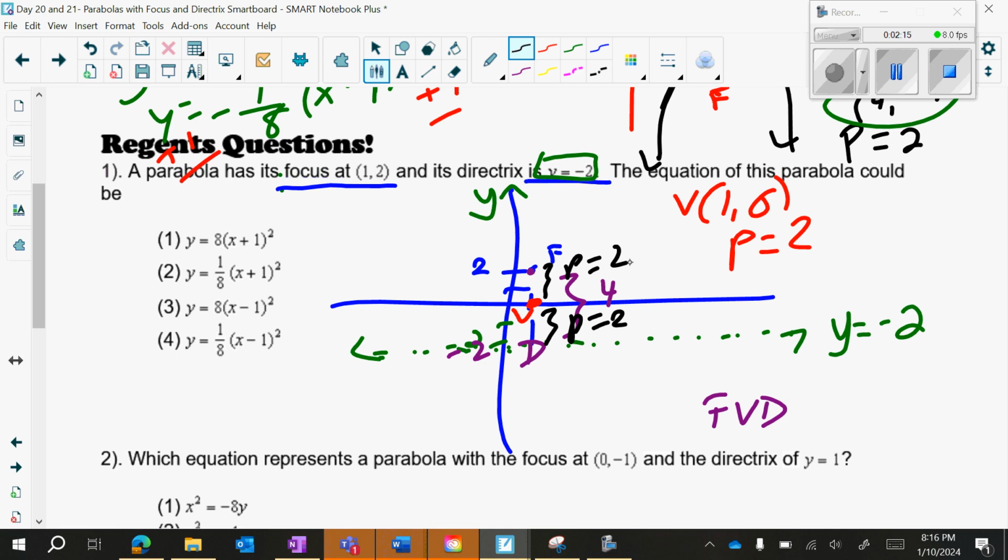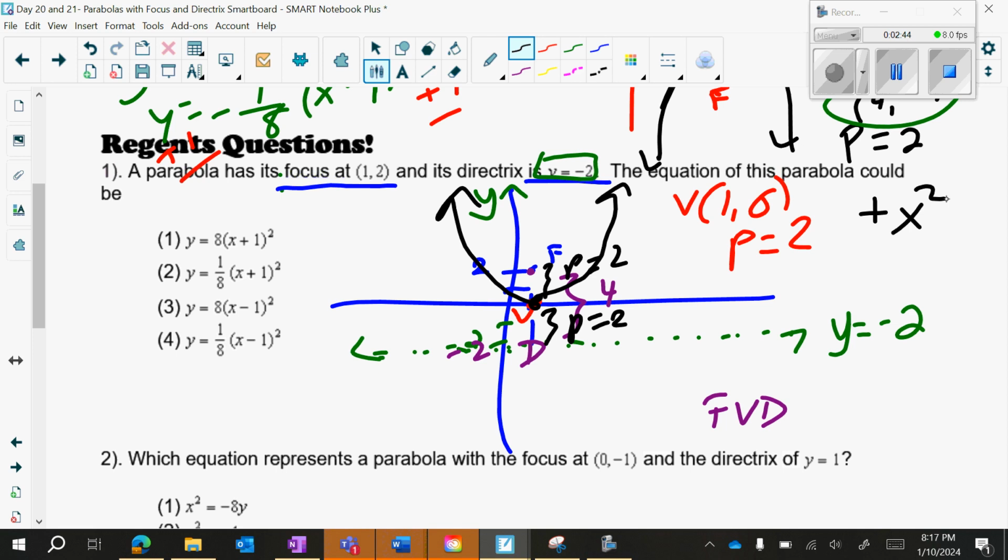The next thing we have to do is visualize if it's going to open up, down, right, or left. Remember, you always want to draw your parabola from your vertex, which is your turning point, and you want to always look toward your focus. So open it so the focus is inside the parabola, and the directrix is always behind the vertex, outside of the parabola. Because it opens up, we know that it's going to be positive x squared. So keep that in mind.